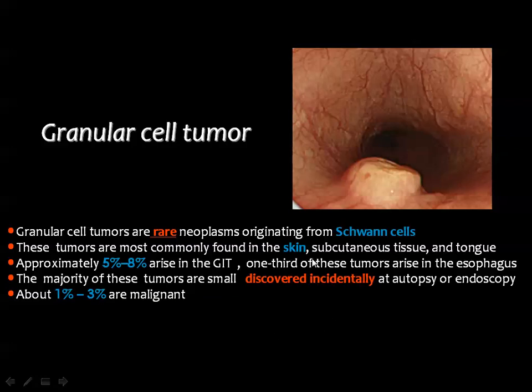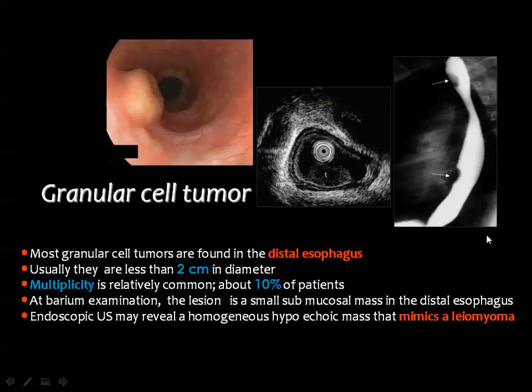Granular cell tumor is a rare tumor arising from the Schwann cells, and these tumors are commonly seen in the skin, the subcutaneous tissue, and the tongue, but may also be seen in the GIT, and 1/3 of these tumors of GIT origin are seen in the esophagus. The tumors are usually small, they have a smooth surface, and they may be multiple, and about 1 to 3% may turn malignant.